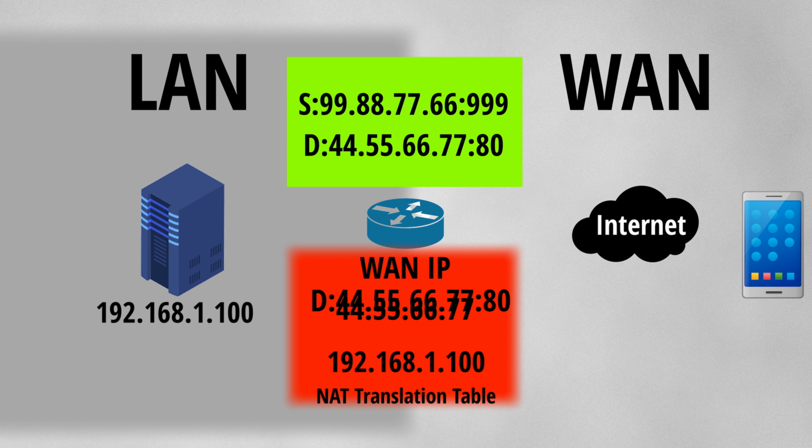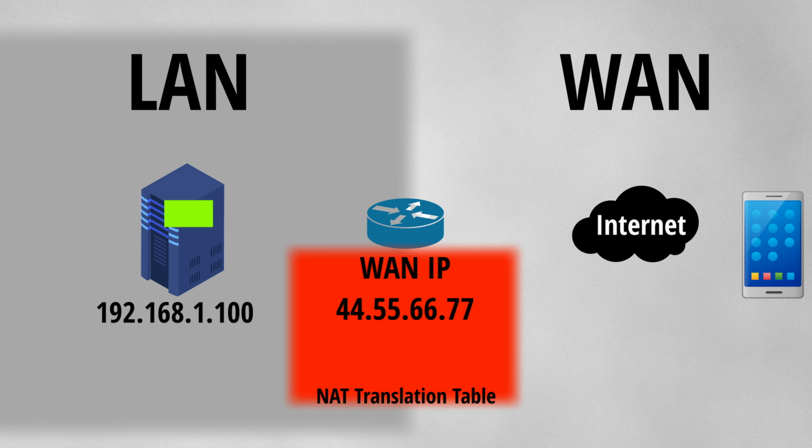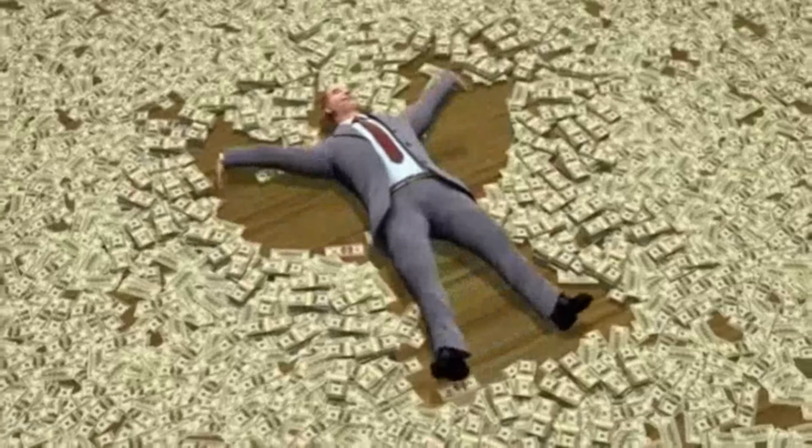Then we can access the server, but you would need a separate public IP to achieve this. The downside of static NAT is the cost of purchasing public IP addresses. It can become pretty expensive, and also with the exhaustion of IPv4 it could be quite difficult to do.